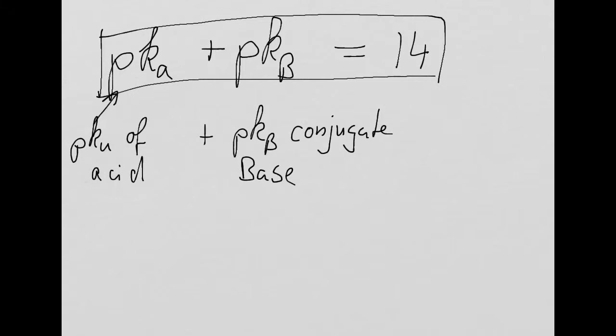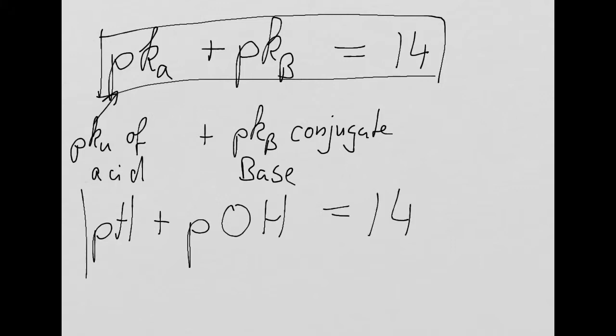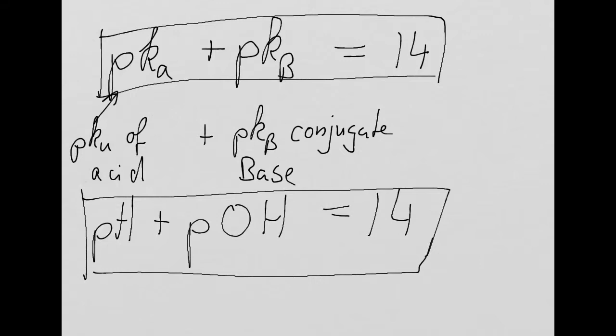And I want you to remember that. pKa plus pKb is always 14. It doesn't matter what acid or base we use, it's always 14. And we had something like that before when we looked at a special case, when we looked at water, where we said pH plus pOH is also 14. So I want you to remember that. pKa and pKb, always 14. pH plus pOH, always 14.